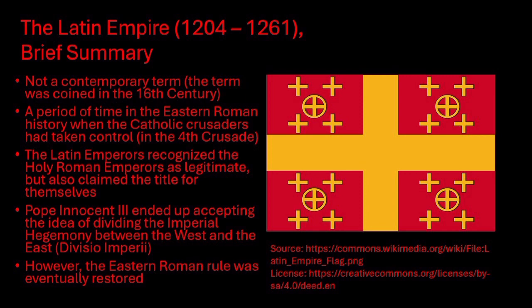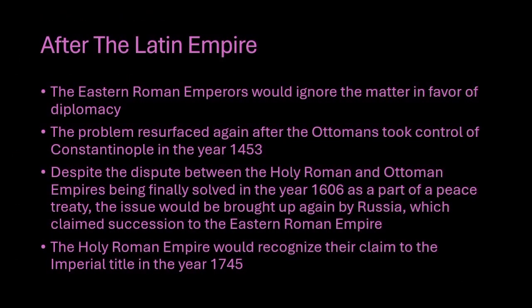However, the Eastern Roman rule was eventually restored. After the period of Latin rule, the Eastern Roman emperors would ignore the problem of two emperors in favor of diplomacy. This was important as the political situation in the East was very challenging. The problem resurfaced again after the Ottomans took control of Constantinople in the year 1453.